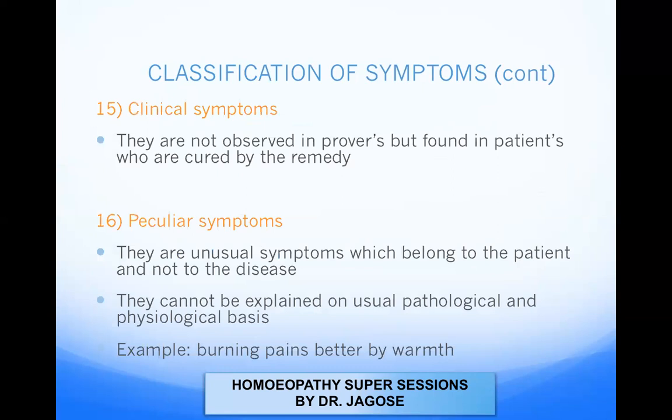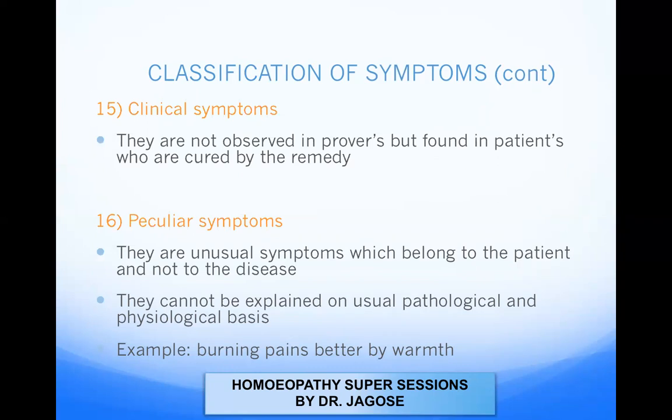Clinical symptoms are not observed in provers but are found in patients who are cured by the remedy. So it may be that after giving a particular drug, a symptom doesn't come under the purview of that drug, but the symptom is still cured. So this is known as a clinical symptom.